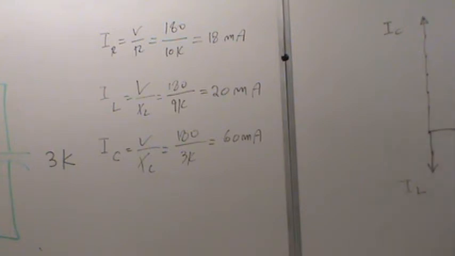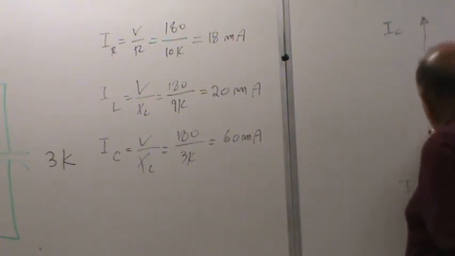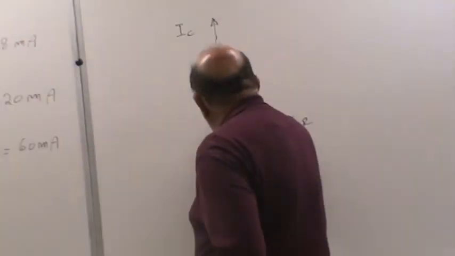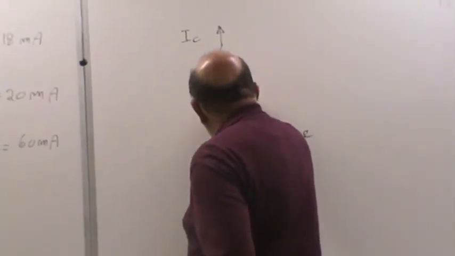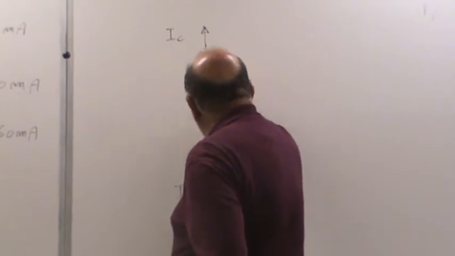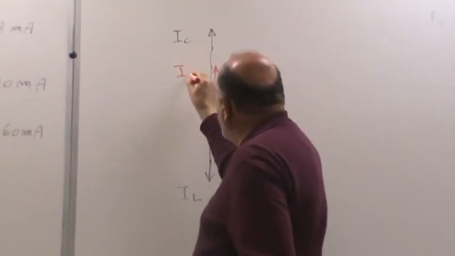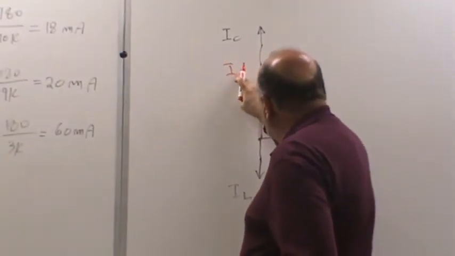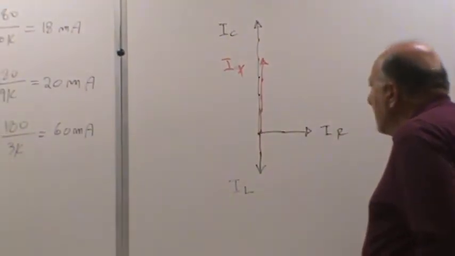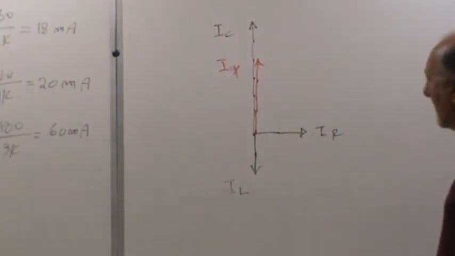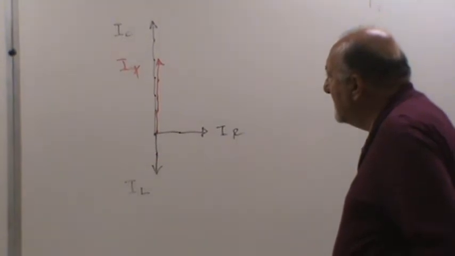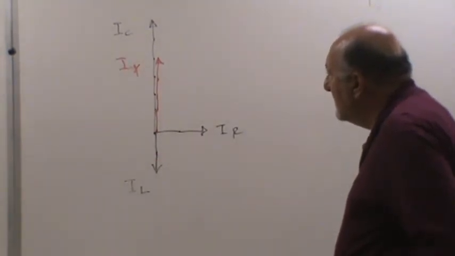So the end result of these two, I'm going to call I sub x. So I'm subtracting I sub L from I sub C, and I'm coming up with 1, 2, 3, 4. And this would be my I sub x.